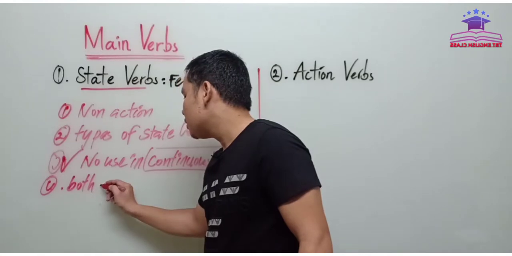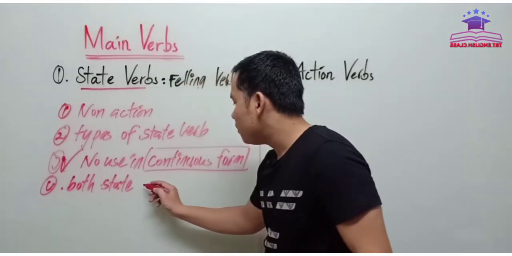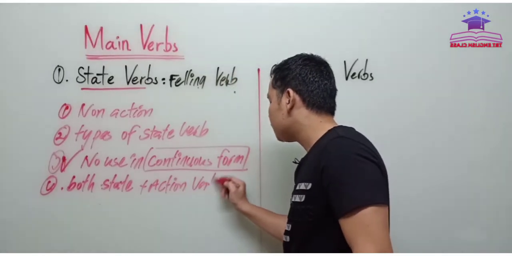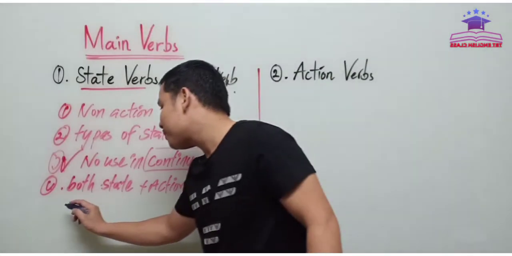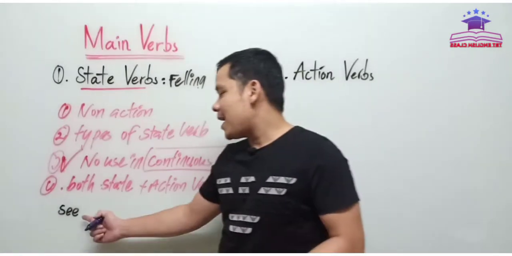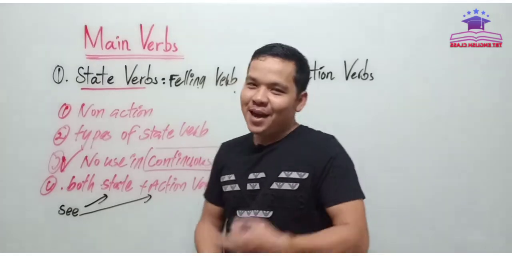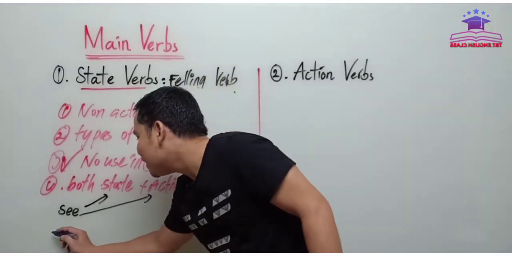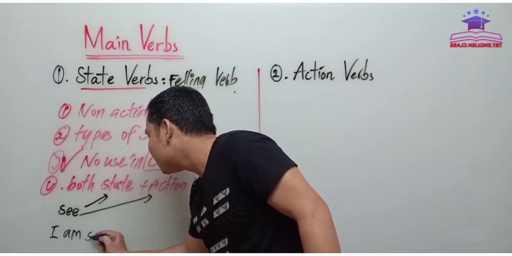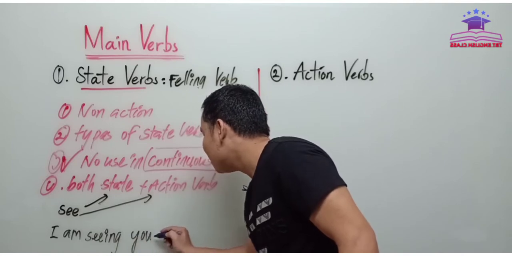We can use both stative verb and action verb. You can see, like the verb see. Okay, see can be a stative verb and can be an action verb. Let me show you an example. Like I say, "I am seeing you."